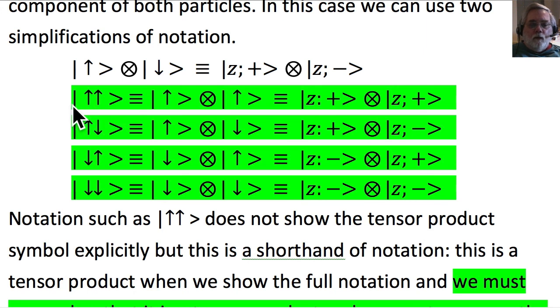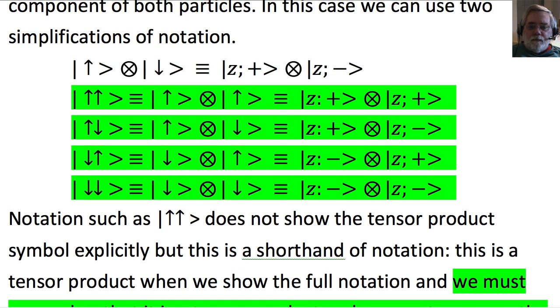So we will have a ket with two up arrows, and that means that the first particle is in spin state up arrow, or Z plus, and the second particle is in state up arrow, or Z plus. So it's just a shorthand for this tensor product. Likewise, a ket with an up arrow then a down arrow means that particle 1 is in the up state, Z up, and particle 2 is in the down state, or Z down, or Z minus. So we will have all four of these cases for two spin 1/2 particles. Up, up, up, down, down, up, down, down.